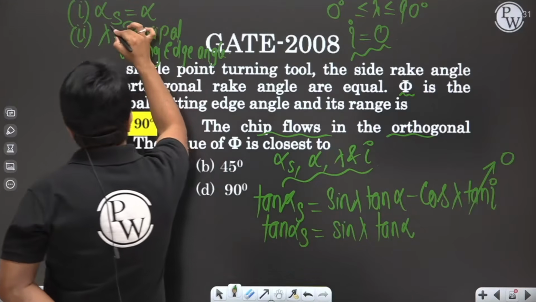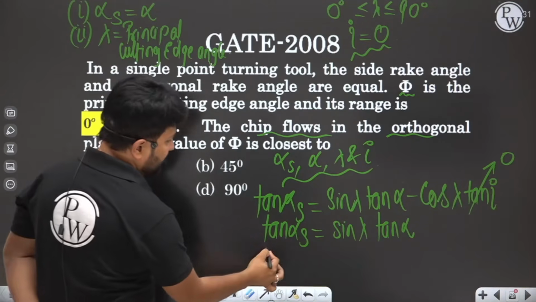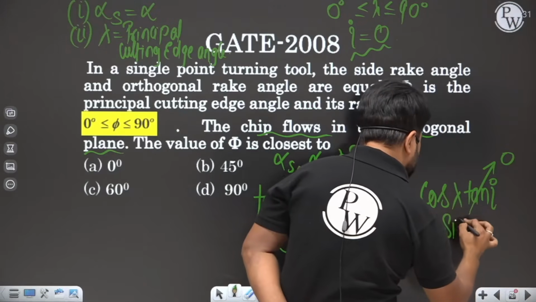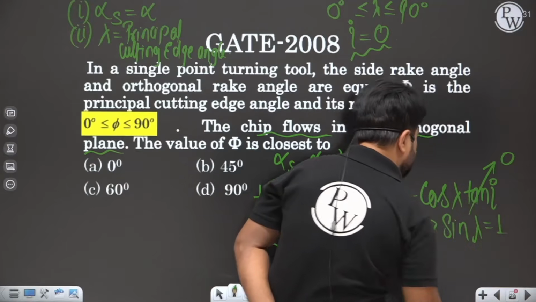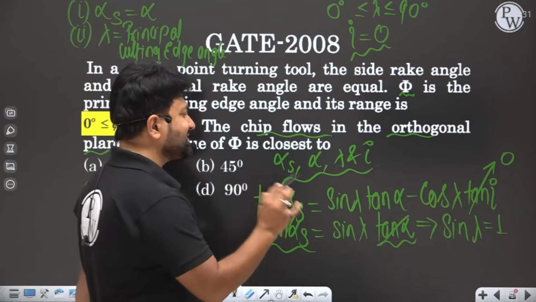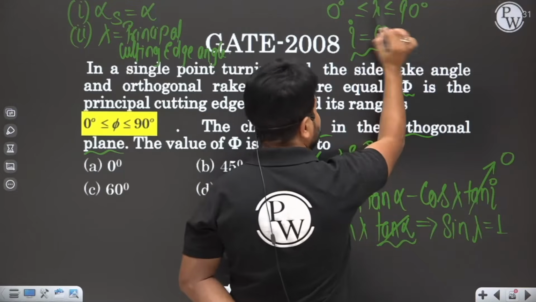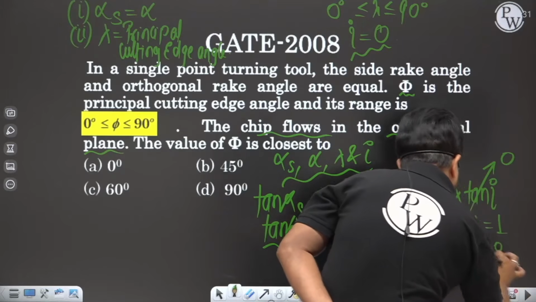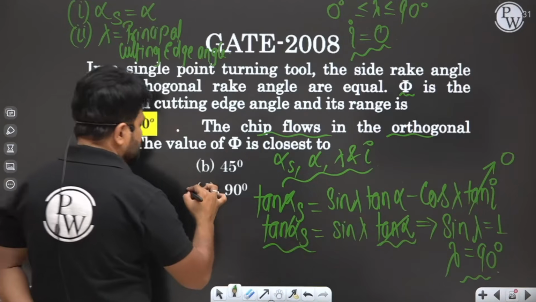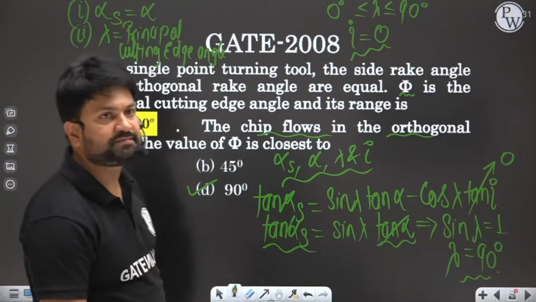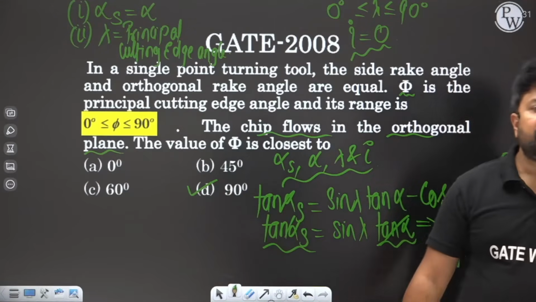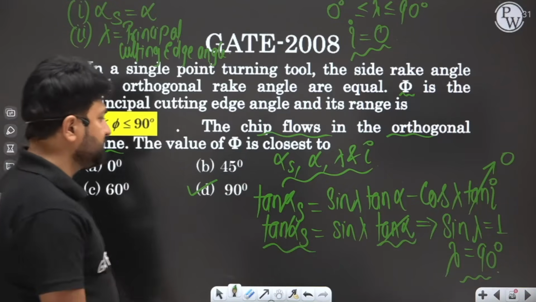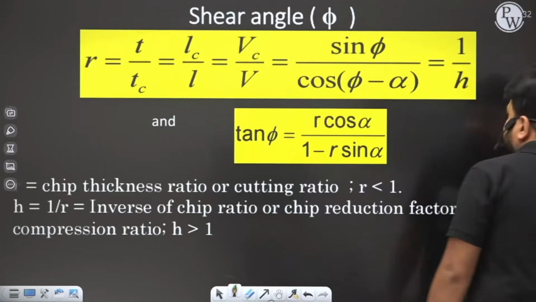It is given that alpha s is equal to alpha, so tan alpha will be cancelled, which gives sin lambda equal to 1. So 1 will exist in this range only when lambda equals 90 degrees. When lambda equals 90 degrees, D will be the correct answer. I hope the question is a little bit clear to you. Let's move to the next point.